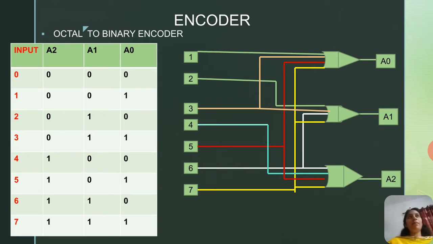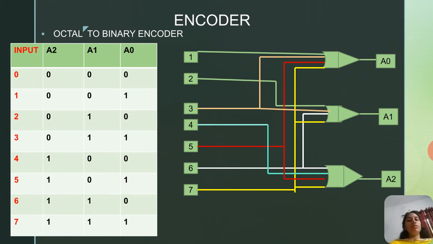This is done by the encoder and decoder. The encoder converts the high level language into binary form. Here we are studying about the octal to binary encoder. Of course, it contains octal values 0 to 7. There are 8 numbers there, so it is called octal.